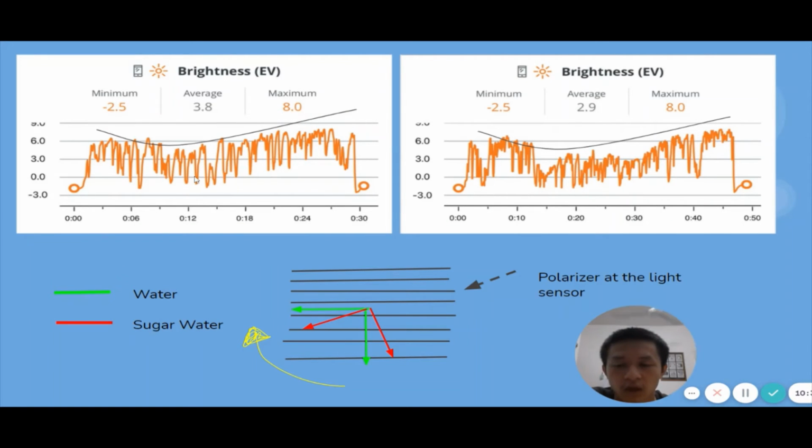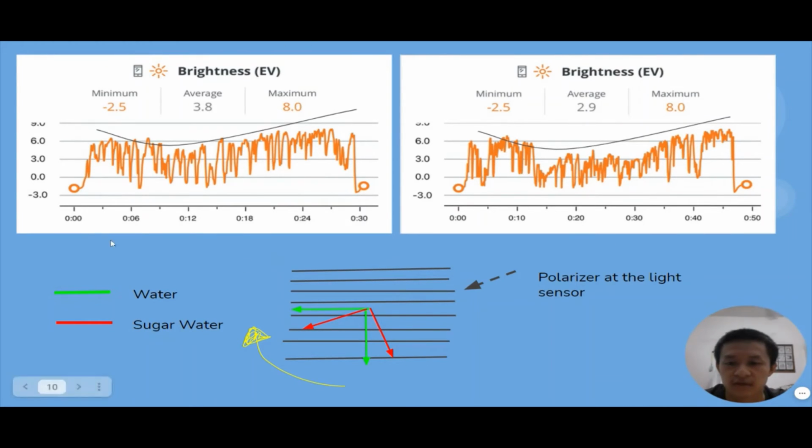However, when we shine the laser through the sucrose, the sugar solution, the trend is not like just now, only increasing. Now the brightness first decreased and then it increased. We repeated it twice to make sure of the effect. These results are expected, and we can explain them using the diagram below.